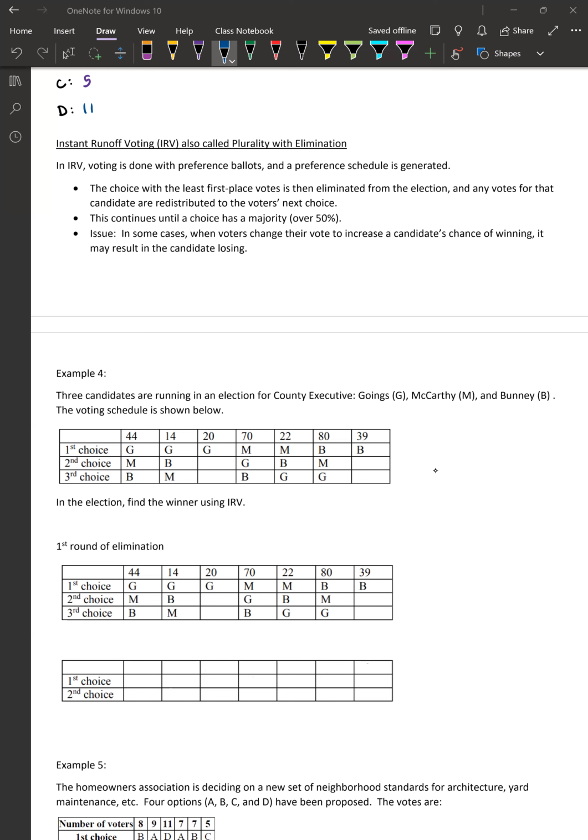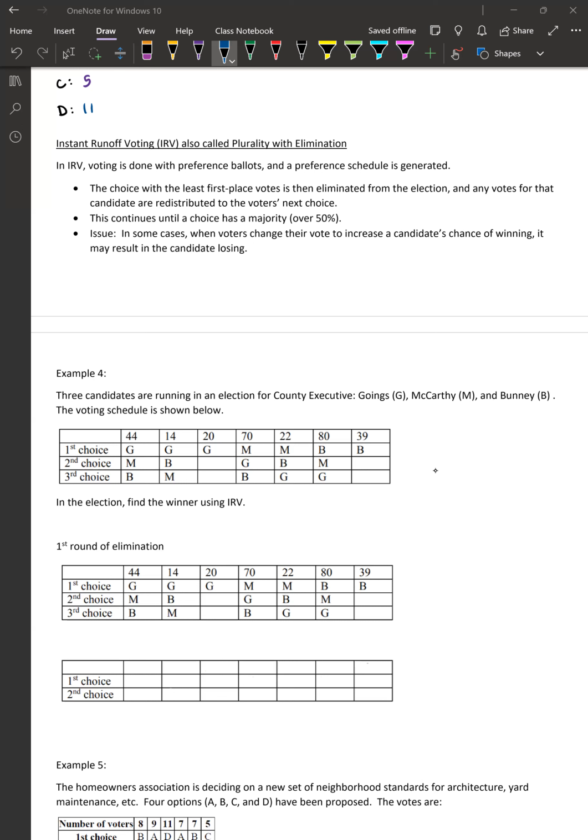Okay, so instant runoff voting or plurality with elimination. This is how it works, right? You gather the preference ballots and you make the preference schedule like normal. But then you go through and you look, and the choice with the least number of first place votes is then eliminated. They had the least number of first place votes, so you say, okay, we're not even going to look at them anymore. And any votes for that candidate are redistributed to the voter's next choice.